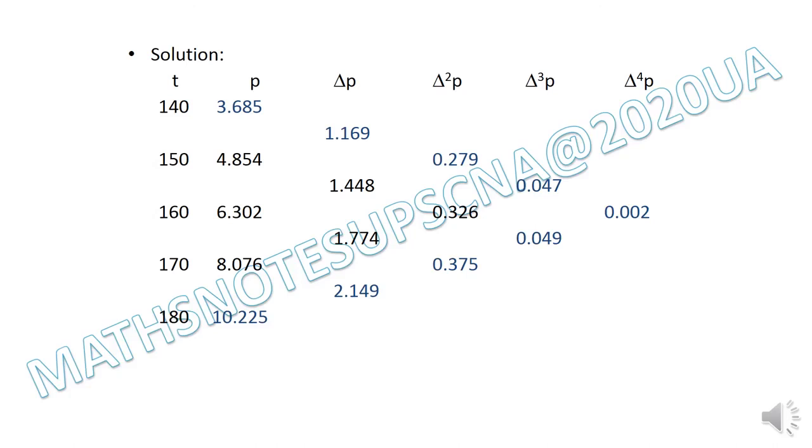So we now find the first order differences denoted by ΔP. The first value under ΔP is 4.854 minus 3.685, which is equal to 1.169. The second value comes from 6.302 minus 4.854. The third value is 8.076 minus 6.302. Then the last is 10.225 minus 8.076. So we got the first order differences in the third column.